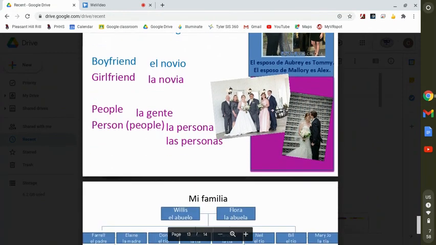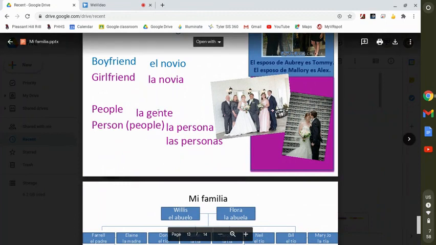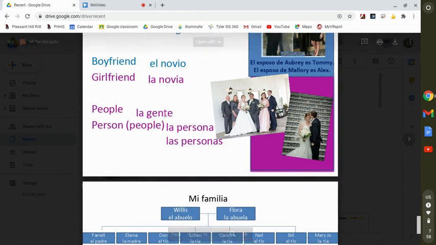And some other words you need to know. La gente means people, but another word for people is las personas. So you could use la gente or las personas. But la gente is weird because it acts as a single, not plural, it's singular. There we go. Sorry. And this one is plural, or you could just say a person is la persona.